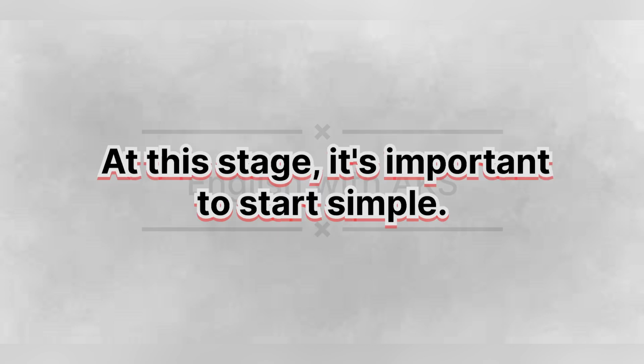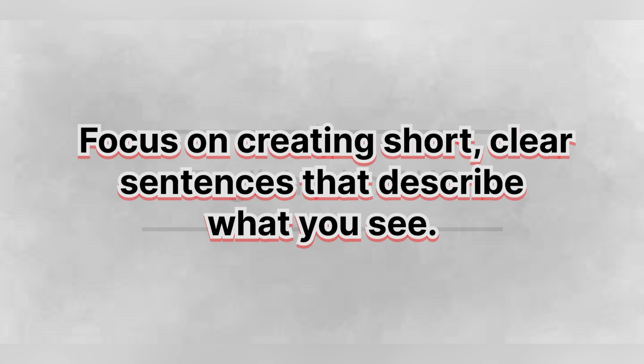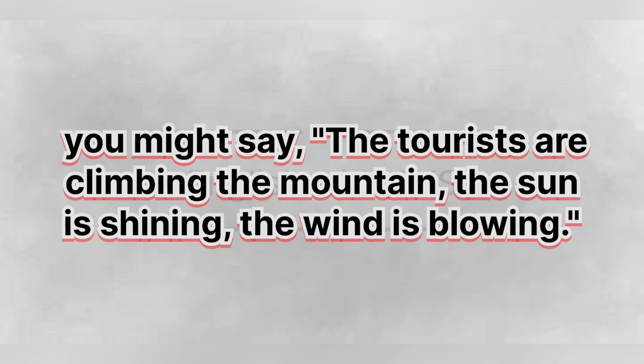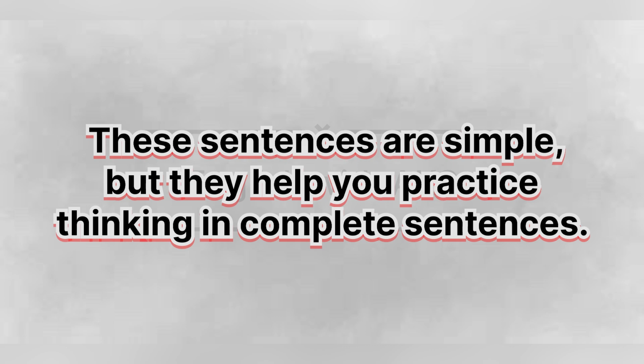At this stage, it's important to start simple. Focus on creating short, clear sentences that describe what you see. For example, if you're in Cape Town, South Africa, looking at Table Mountain, you might say, "The tourists are climbing the mountain. The sun is shining. The wind is blowing." These sentences are simple, but they help you practice thinking in complete sentences.